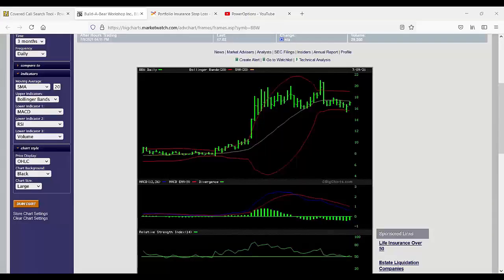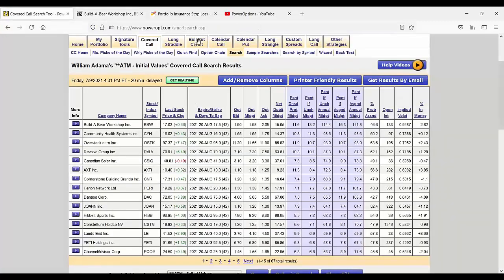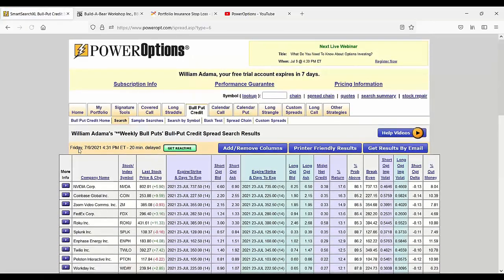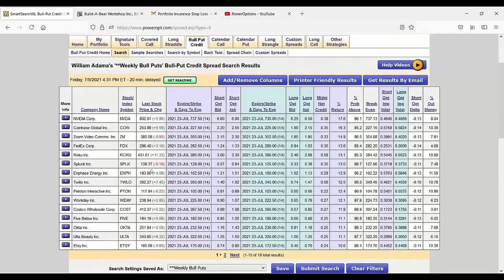Okay, Rapheal says, could you please inform again how to get to the chart? There's multiple ways, Rapheal, to get to a chart at any time you're looking at a position on Power Options. I'm going to go to Bull Put Credit. I'm going to go to Search. So anytime you're in a sample search, Rapheal, you can link directly to the chart through the More Information button where we do our further research and analysis.